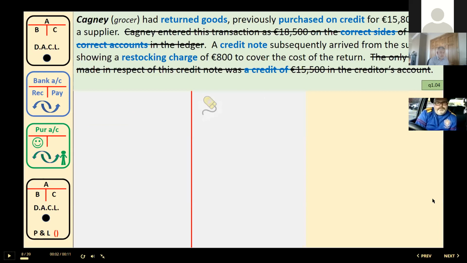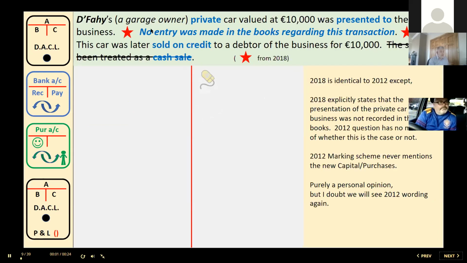There's the big long one with the credit return. I'm just going to go straight to that one. And here is the one with the star on it. A garage owner, private car valued at 10,000 was presented to the business. No entry was made in the books regarding this transaction. All right, that's the new line that differs it from 2012. This car was later sold on credit to a debtor. Okay, and we can play it through, and like so. Okay, so they should know it's capital.